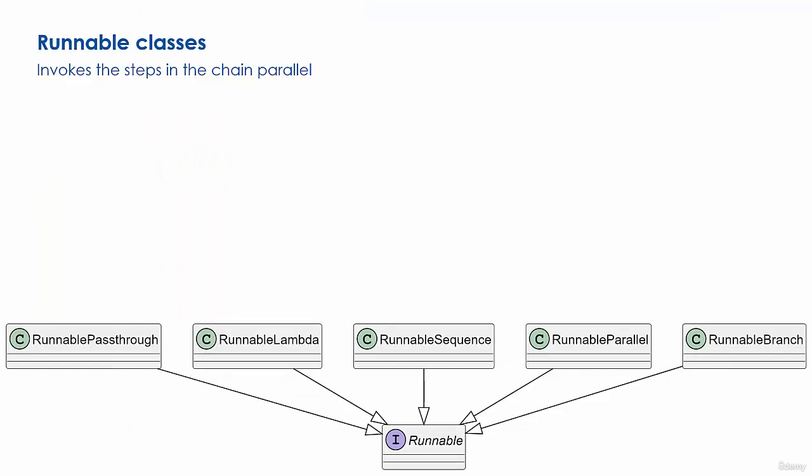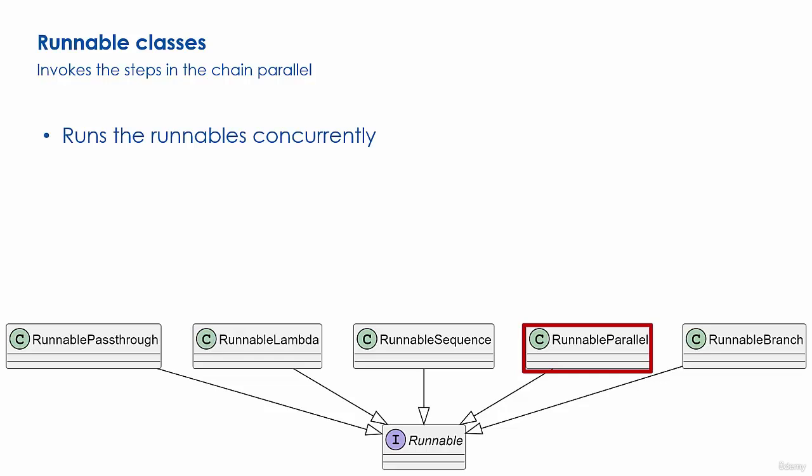Next runnable is the runnable parallel that runs the components concurrently. This can significantly improve the performance of a chain. The output for each of the steps in the runnable parallel are returned as attributes in the output dictionary. This runnable waits for all the steps in the chain to finish.